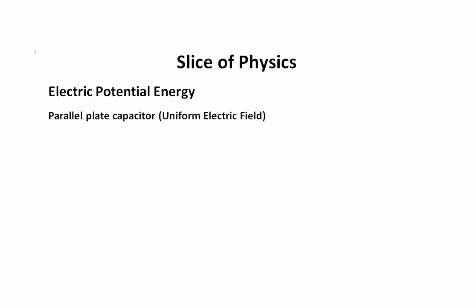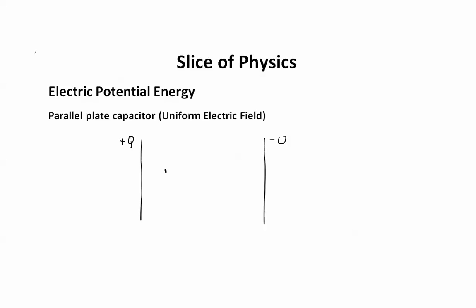In this slice of physics, we want to discuss the definition of the electric potential energy due to an electric field. So we're going to consider first a parallel plate, which produces a uniform electric field. So let's consider then a parallel plate capacitor. So I'll draw two plates. I'll let one plate be a positive side, and this side to be negative.